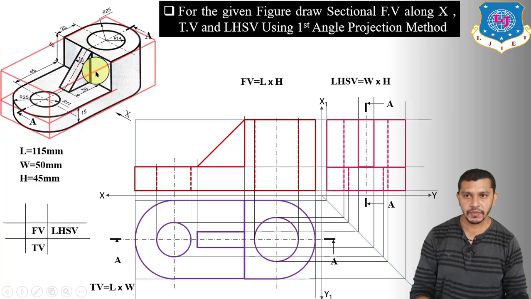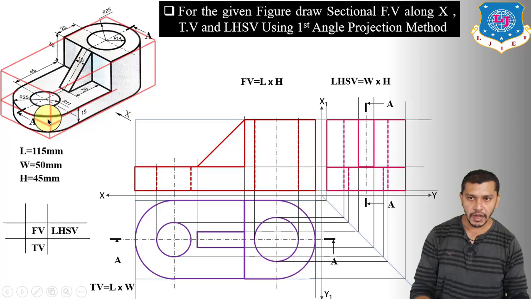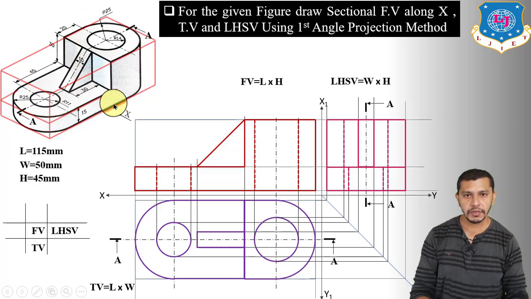or after taking the section of the object, we have to remove this part, that means this half part of the object, to observe the internal parts of the object. So if we will remove this part after taking the section, the surface of the circle is going to be visible. That means this part of the circles is going to be visible.